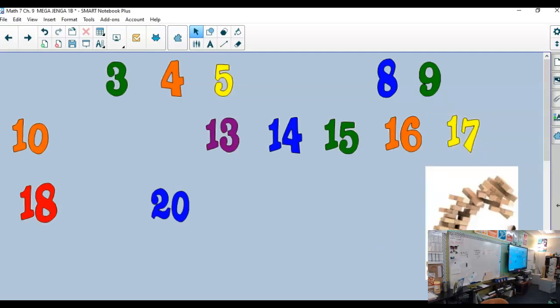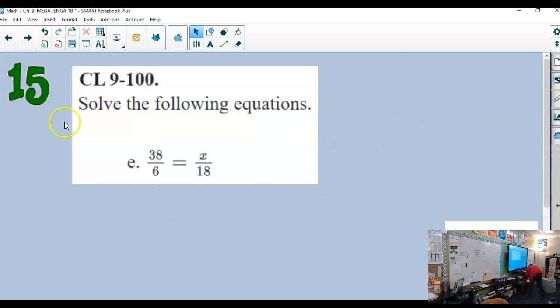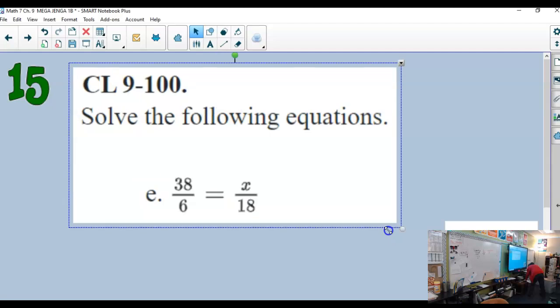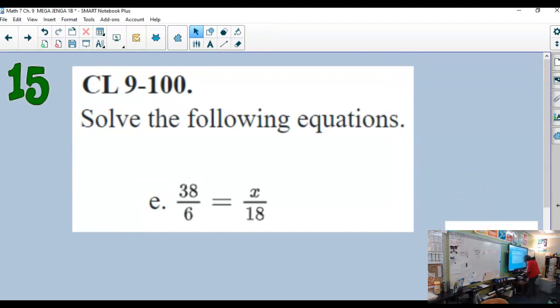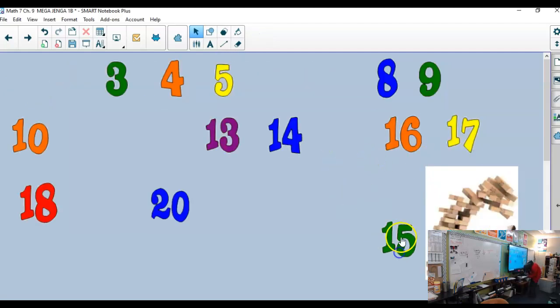Yep, so send someone to the tower. And Lydia, pick our next number. 15. Solve for X. But I'm going to move real quick to put that there, and now I'm coming back.